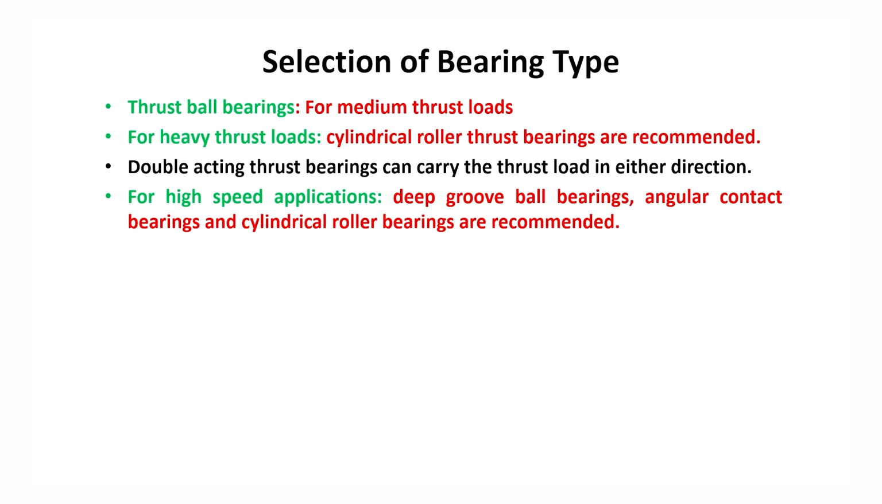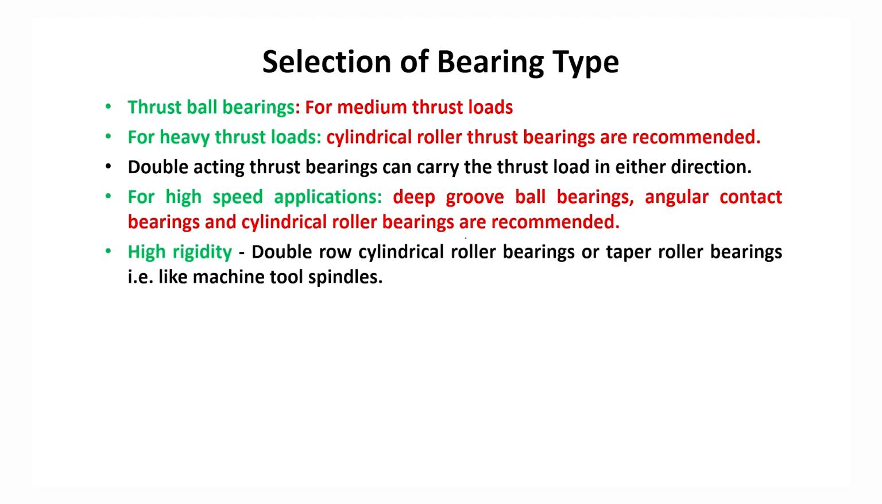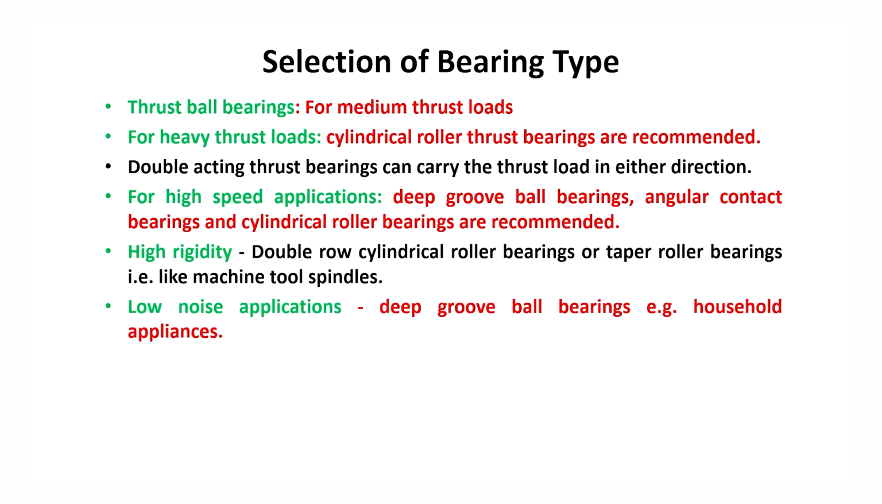For high speed applications, deep groove ball bearings, angular contact bearings and cylindrical roller bearings are recommended. For high rigidity, double row cylindrical roller bearings or taper roller bearings, for example in machine tool spindles, are selected. In low noise applications, deep groove ball bearings, for example in household appliances, are used.